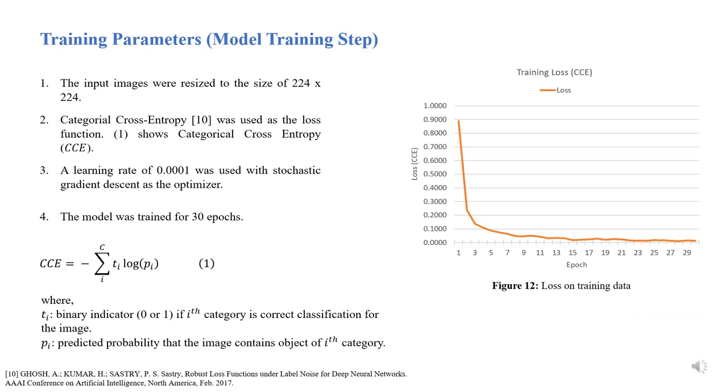The input images were resized to the size of 224×224. Categorical cross entropy was used as the loss function. Equation 1 shows categorical cross entropy. In equation 1, Pi is the predicted probability of the image containing the ith object. And similarly, Ti is the true probability of the image containing the ith object. A learning rate of 0.0001 was used with stochastic gradient descent as the optimizer. The model was trained for 30 epochs. Figure 12 shows the variation of loss function, namely categorical cross entropy, during the training process.